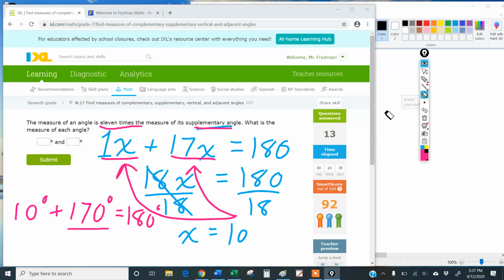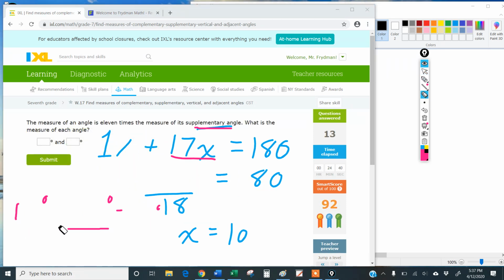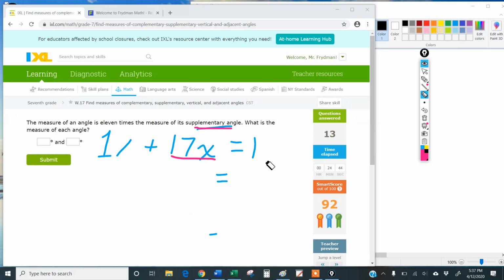There we go. Okay, so this one is just like the last one.